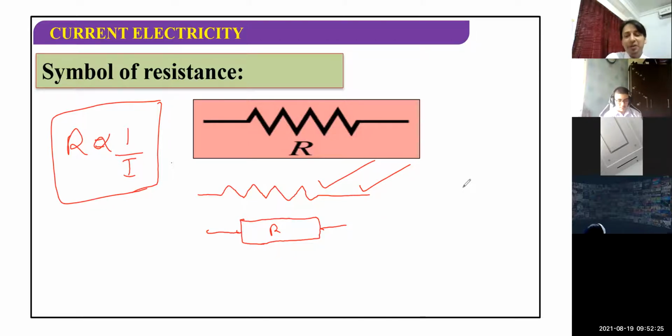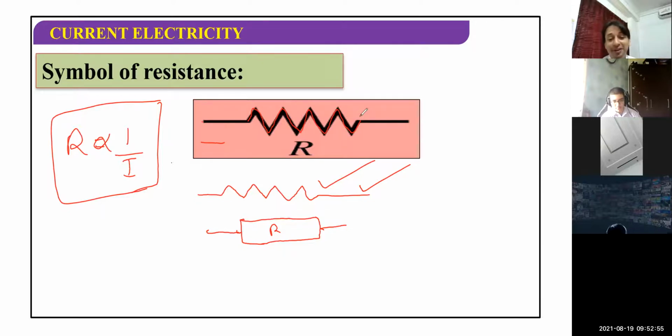From this symbol, you can see in this diagram that the wire is not straight. Resistance works like a speed breaker on a road, on a highway. You know what the role of the speed breaker is in our apartment? You know that on the road many speed breakers are there. What is the role of the speed breaker on the highway, in your streets?